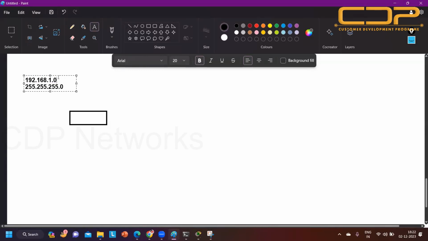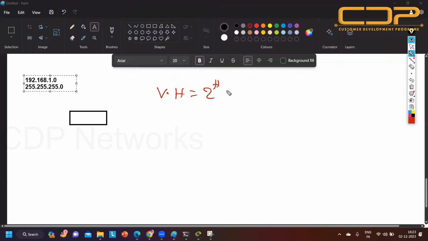How? See, there is one very easy formula. 2 to the power h minus 2. This is the formula to calculate valid hosts, where h equals host bits. So here I need to find valid hosts.